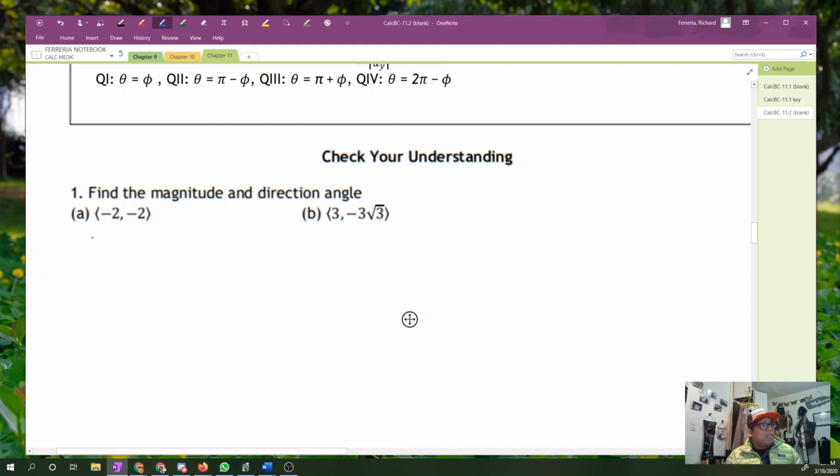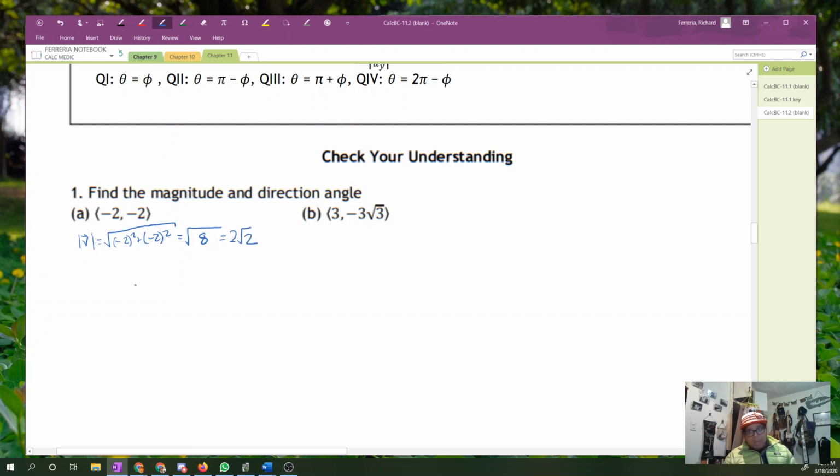First of all, magnitude is going to be equal to, let's just call that the magnitude of v. That's going to be equal to the square root of -2 squared plus -2 squared. So how much is that? The square root of 4 plus 4, which is 8. This is calculus. You don't have to simplify square root of 8. I'm sure your algebra teacher is going to be in shock, but that's 2 square root of 2.